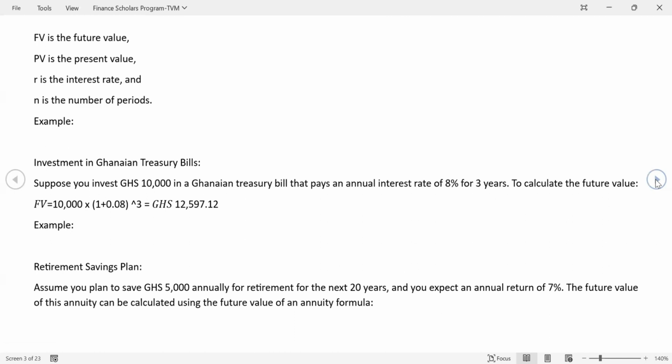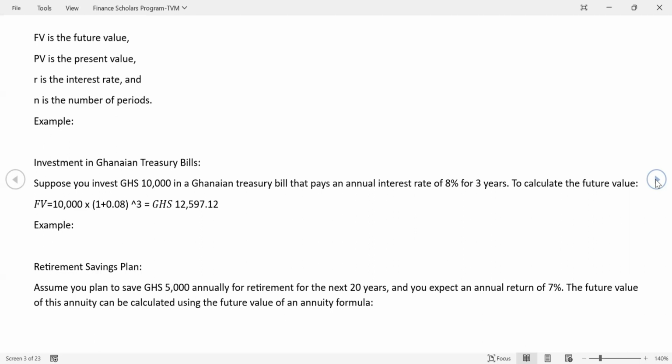So the future value is equal to your present value times 1 plus R to the power N. The present value, which is the money you have today, is 10,000. You want to invest it in a treasury bill at a rate of 8%, so our R is 8%. And our N is the number of periods or years, which is 3 years. When you calculate it, you get 12,597.12. So in 3 years' time, you'll be getting 12,597.12 if you invest this asset in a treasury bill at a rate of 8%.